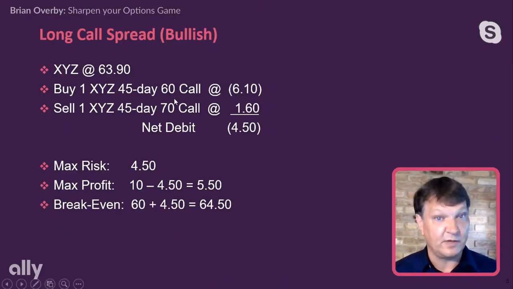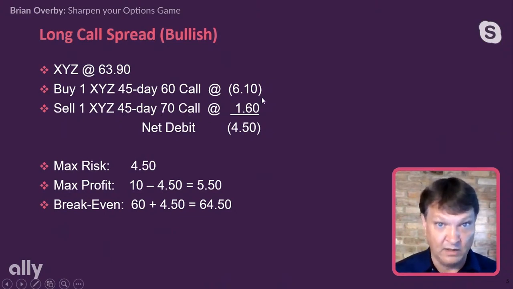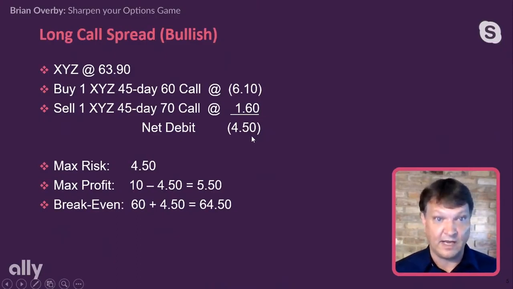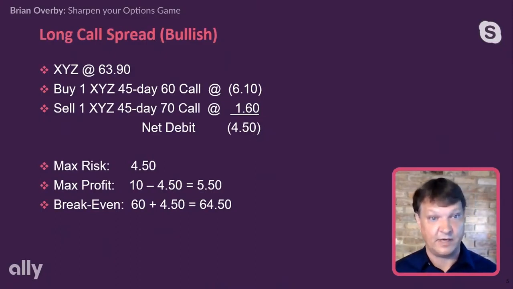We're going to buy the 60 strike call. So that call is in the money relative to where the stock is at. We are then going to go out of the money and we're going to sell one 45-day 70 strike call. We're paying more for the in the money call and we're receiving less for the out of the money call. So this is done for a net debit of $4.50 to the account. So this is how I've set this entire trade up.